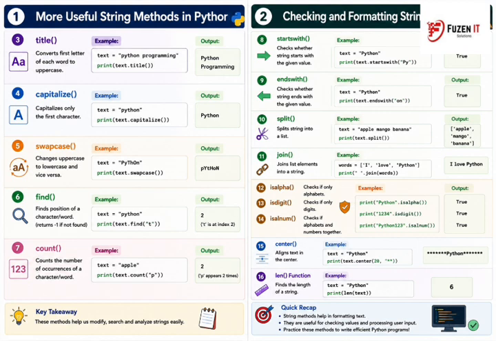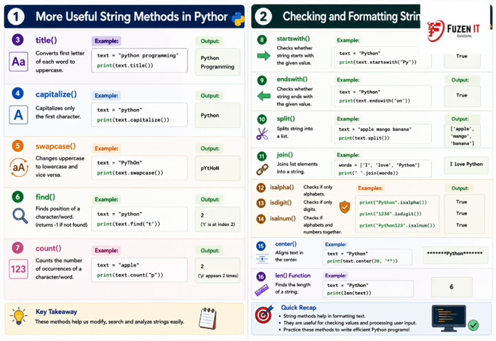First is startswith. It checks whether a string starts with a specific character or a word. We can see an example beside that, so the output will become True. Next is endswith. This checks whether the string ends with a specific value. As per the given example, the output will become True.